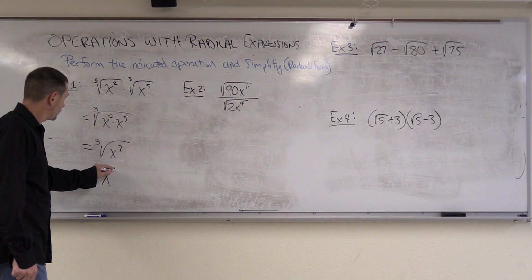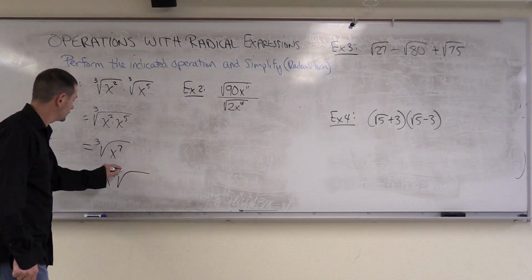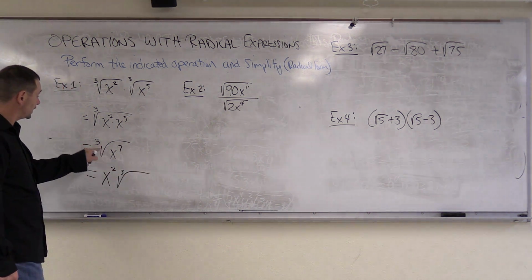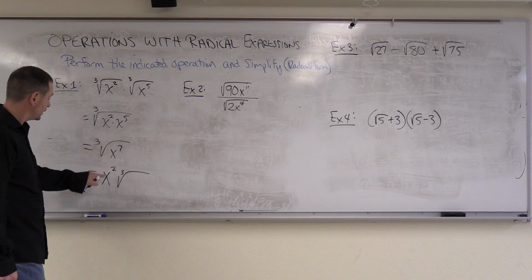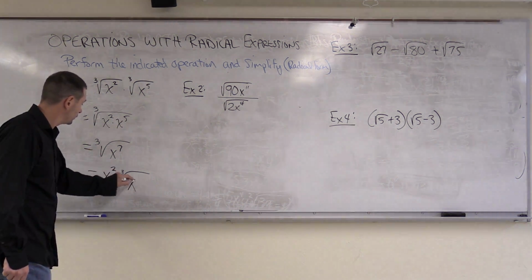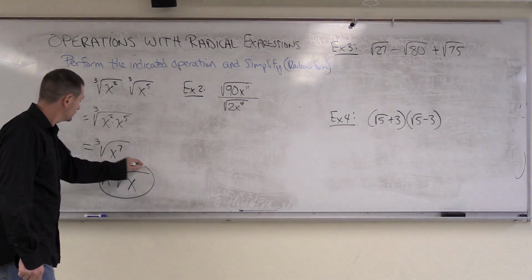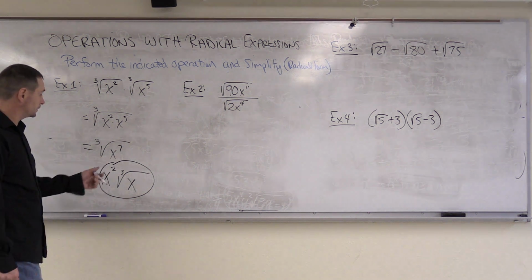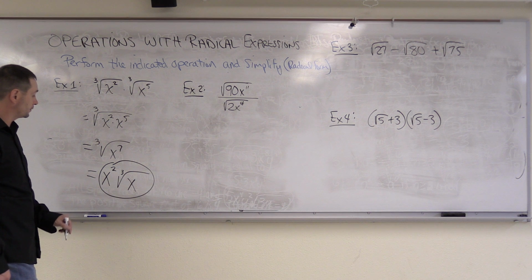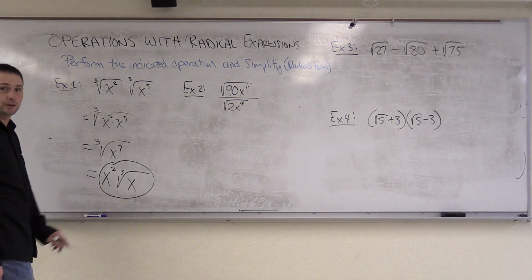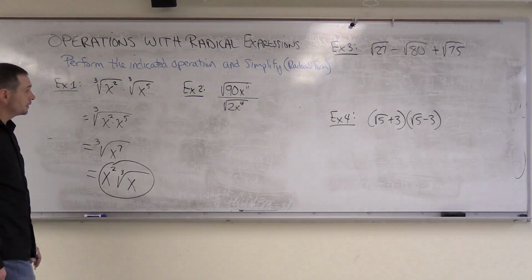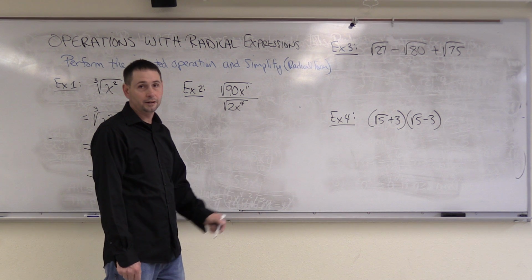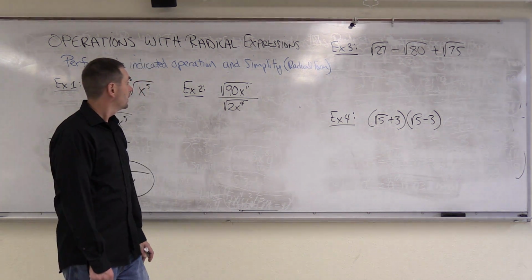It goes into it twice, and how many do you have left inside of the house? You leave it in the same house, it's got to have the same index. It goes into, and you have one remaining because 3 went into 7 twice, which is 3 times 2 is 6, and there's one remainder, so there's one left in the house, and that would be the only answer for simplified radical form.